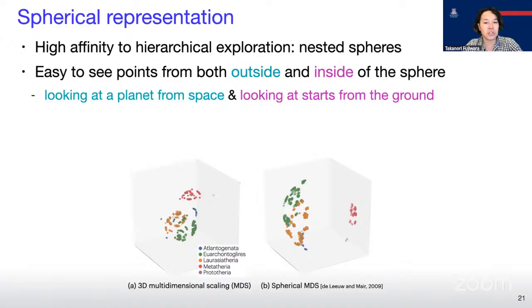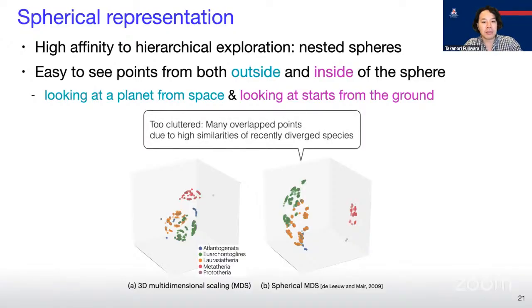In the astronomical context, this interestingly corresponds to looking from the outside at the planet. Looking from the outside corresponds to looking at the planet from space, and the other one is looking at the stars from the ground. We originally tried to utilize an existing spherical multi-dimensional scaling algorithm, but as you can see here, it generated cluttered visualizations, and it was not suitable for data exploration and communication for our purpose.